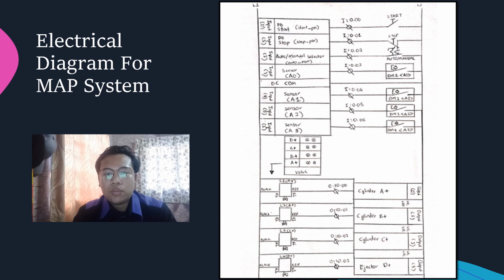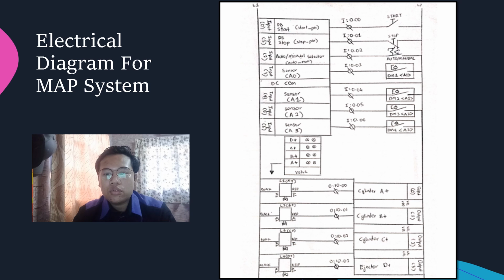The address is 0.02 and the electrical wiring symbol of auto underscore man in PLC program OMRON is shown in the above diagram. The electrical flow moves to input 3, 4, 5 and 6, which are about sensor A0, A1, A2 and A3. The addresses of the sensors are 0.03, 0.04, 0.05 and 0.06, while the electrical symbol of the sensor is shown in the diagram. The sensor is open because it is a normally open output.